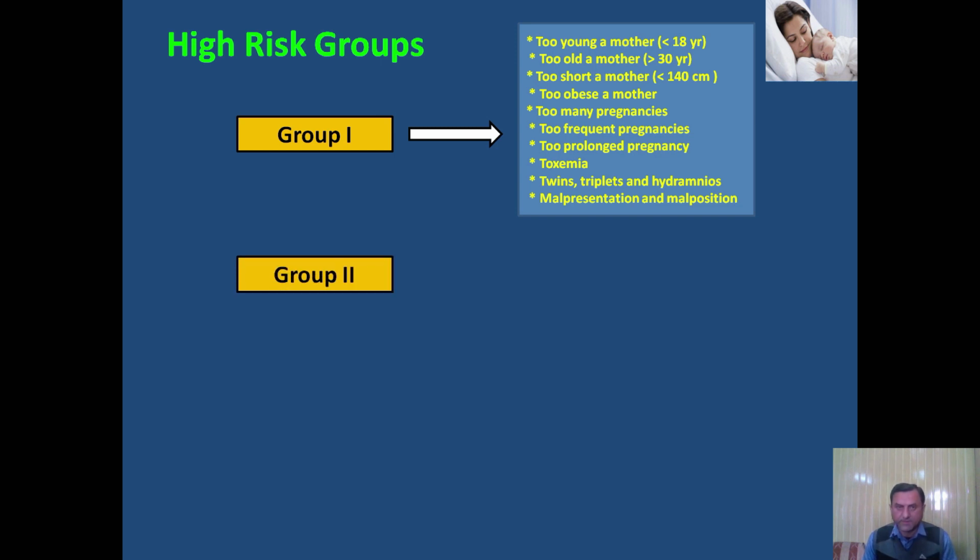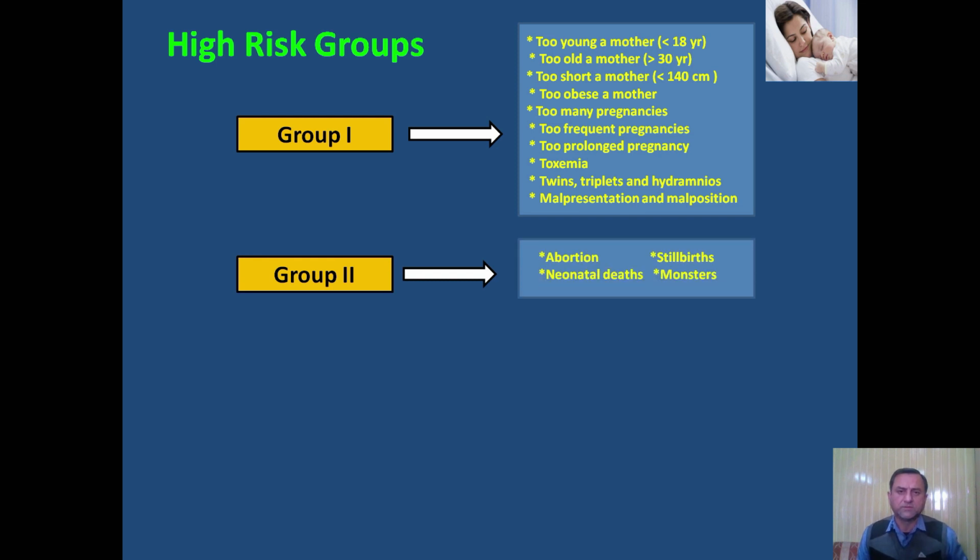Then group 2 obviously includes mothers who have had a history of what's called a bad obstetric history. History of abortions, stillbirths, or neonatal deaths, or monsters, or any other relevant history, especially these problems. Therefore, we need to be vigilant this time that we avoid such an outcome again.